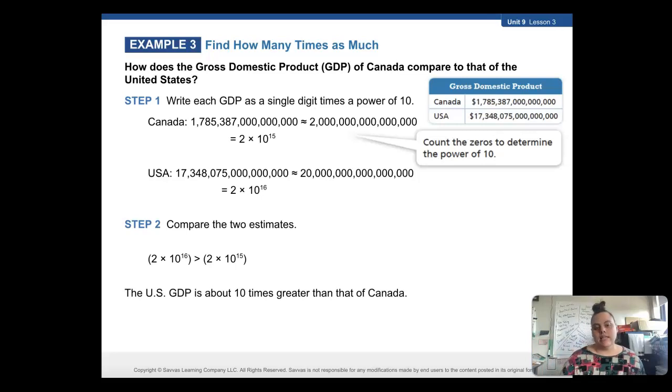So we can say, and it's greater by one factor of 10, 15 versus 16. So the US GDP is about 10 times greater than that of Canada. If it was 10 to the 17th, then we would say 100 times greater, because that would be 2 tens. So we can talk about how much greater or smaller something is.